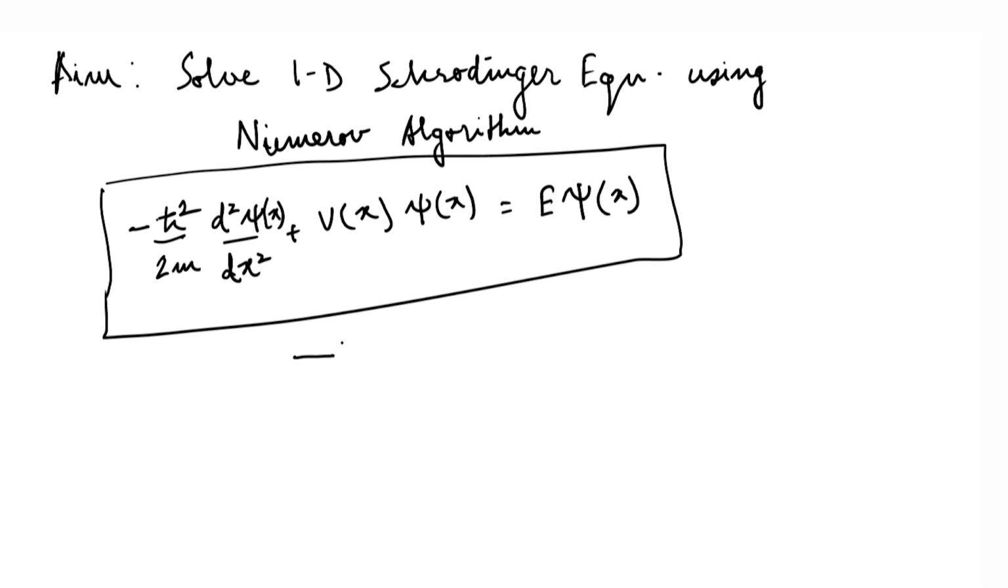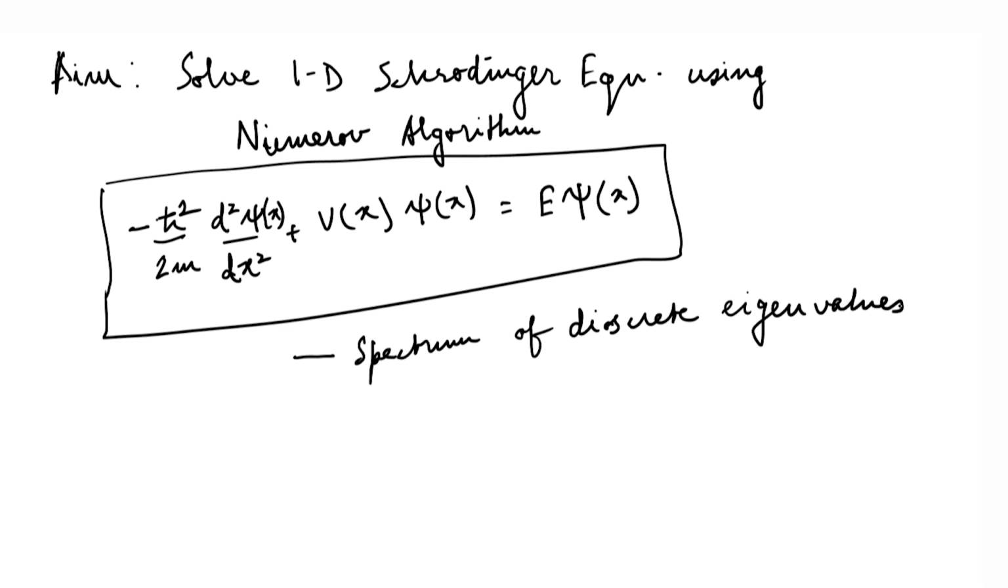What you get if you are able to solve the Schrodinger equation analytically is a spectrum of discrete eigenvalues, for which there exists a unique eigenfunction. Our aim is to obtain these eigenvalues and eigenfunctions numerically, because in most practical cases we will not be able to solve this Schrodinger equation analytically.